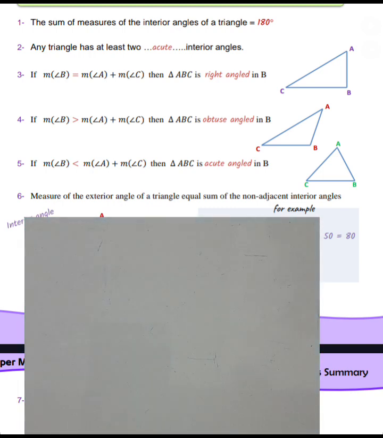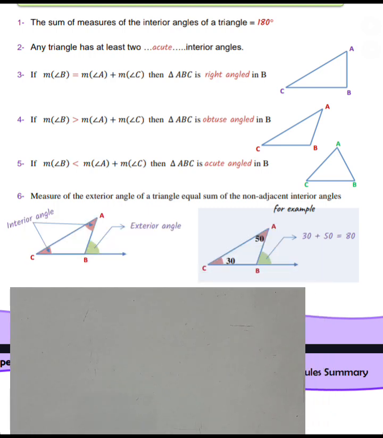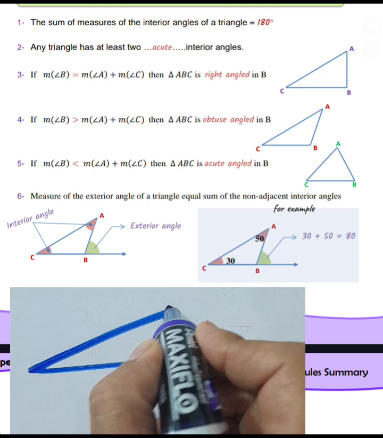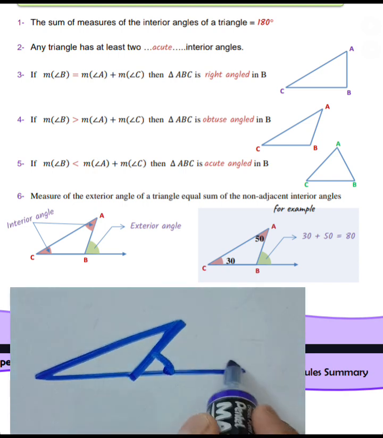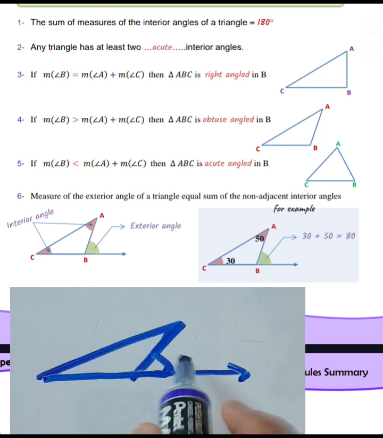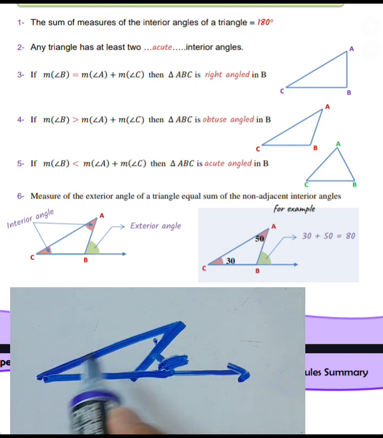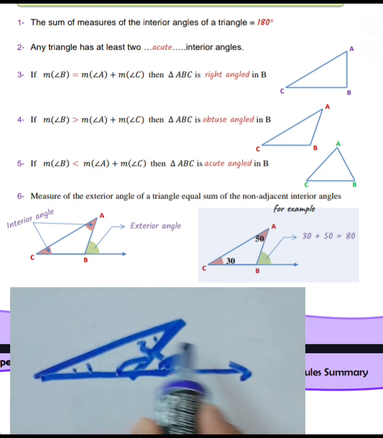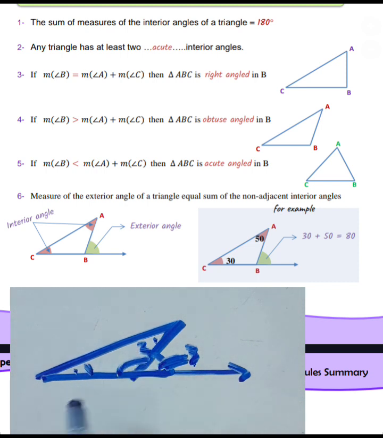Number 6: the measure of an exterior angle of a triangle equals the sum of the non-adjacent interior angles. Look at this triangle. We have an exterior angle. The measure of the exterior angle equals the sum of the two interior angles not adjacent to it, such that if we have angles 1 and 2, and here angle 3, then angle 3 equals the sum of angle 1 and angle 2. We call it the exterior angle.